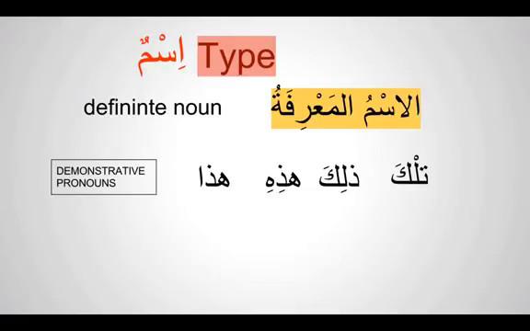And we've done demonstrative pronouns like hadha, hadhihi, dhalika, tilka. There are more. Inshallah, as we go along, we'll learn more. But so far, we have done these four. And these are definite pronouns. We're talking about that particular object or this particular object. So that is definite.